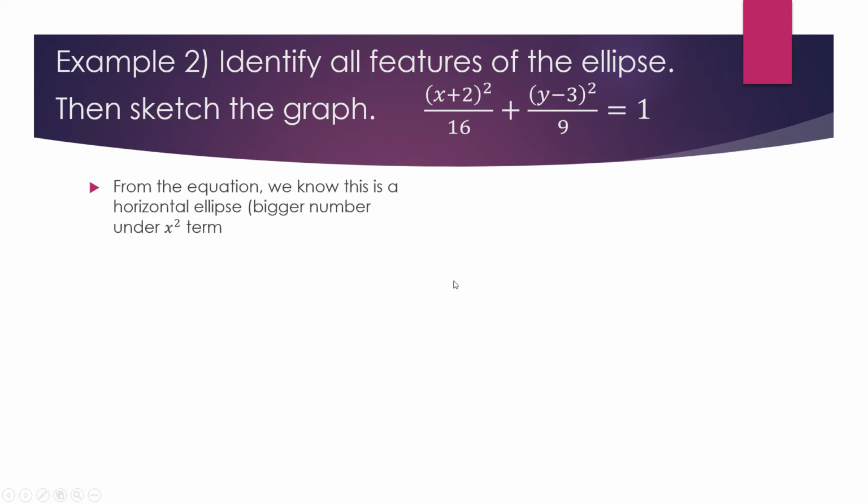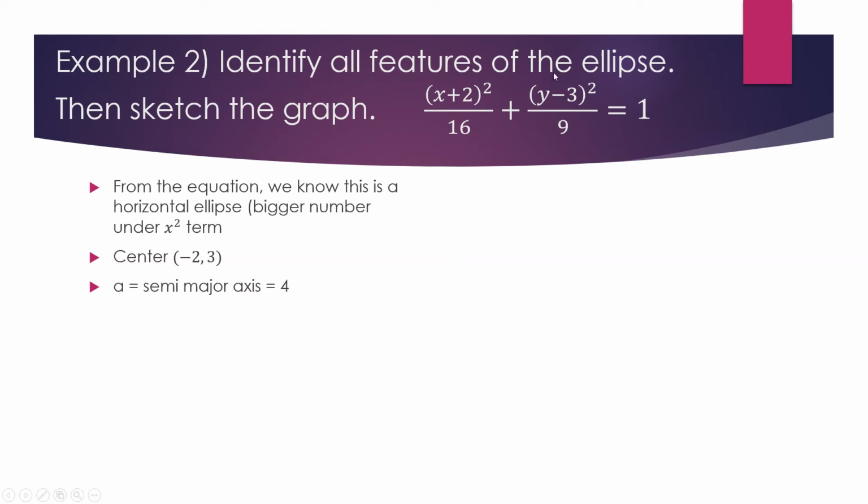We know that this is a horizontal ellipse. We have a larger number underneath the x squared term in this equation. We know our center is at -2, 3, basically the opposite of each of the numbers inside the parentheses. We know in a horizontal ellipse, a squared is the number underneath our x squared term. So if a squared is 16, a would have to equal 4.